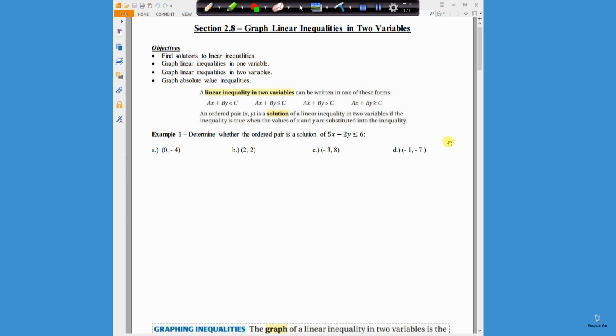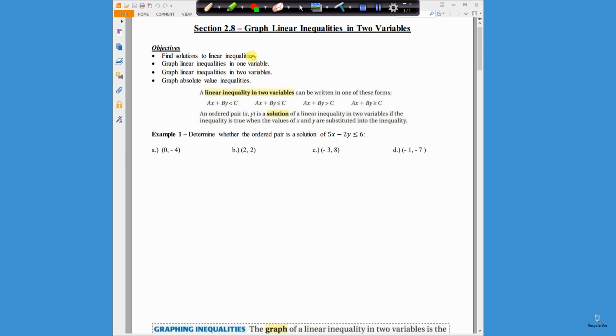Hi guys, so today we're doing section 2.8, which deals with graphing linear inequalities in two variables. Our objectives are to find solutions to linear inequalities, graph linear inequalities in one variable, graph linear inequalities in two variables, and then graph absolute value inequalities. Most of this stuff is review from Algebra 1 again.